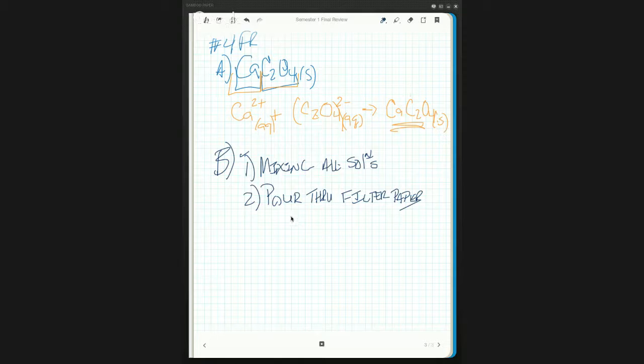You're going to pour through the filter paper. Then dry filter paper. Oh my goodness. My apologies, as I'm writing this and thinking about the answer, I would say that it's dry filter paper with precipitate.